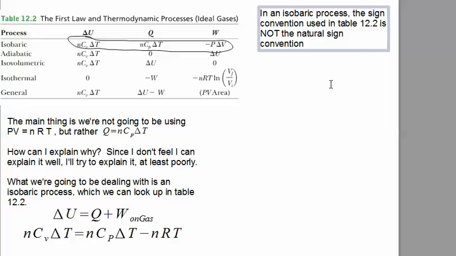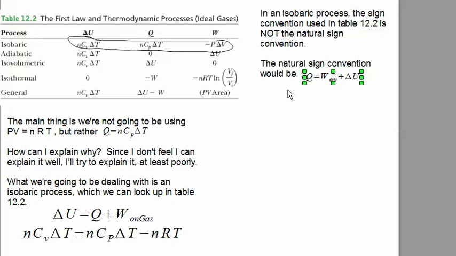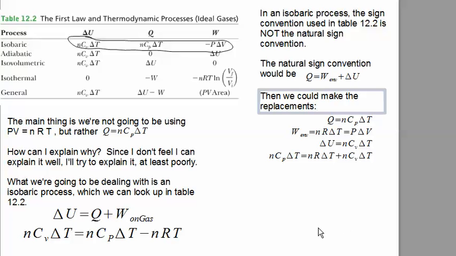In an isobaric process, the sign convention used in Table 12.2 is not the natural sign convention. The natural sign convention would be if you add heat to the system, that heat does some work on the environment by making the volume increase, and it also increases the internal energy of the gas. Then we could make these replacements that Q is nC sub P delta T. The work done on the environment is opposite of the work done on the gas. It would be nR delta T, which would also be pressure times the change in volume.